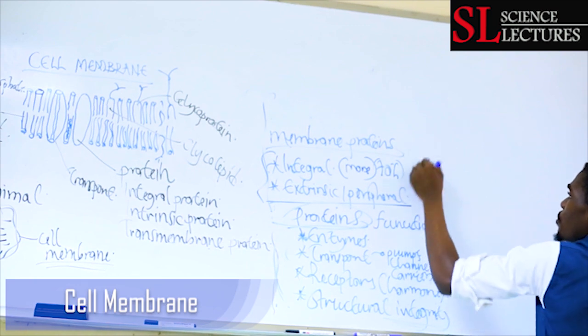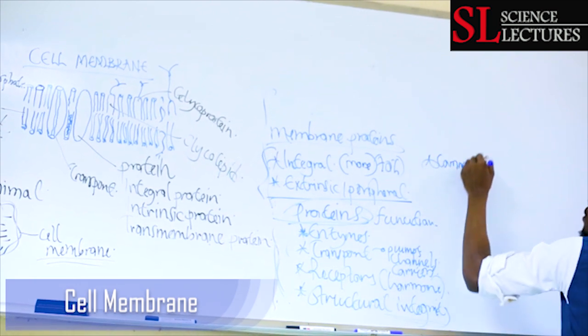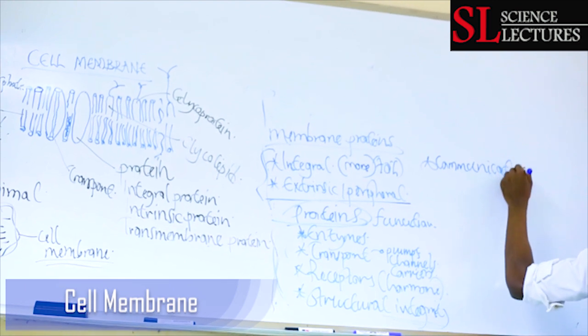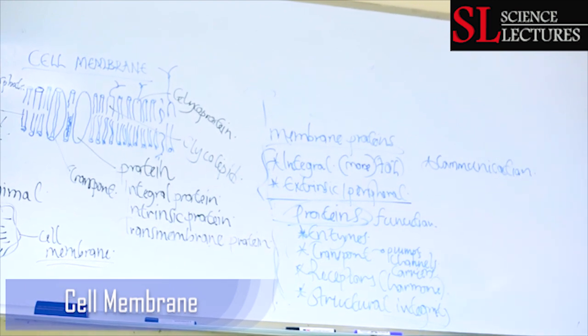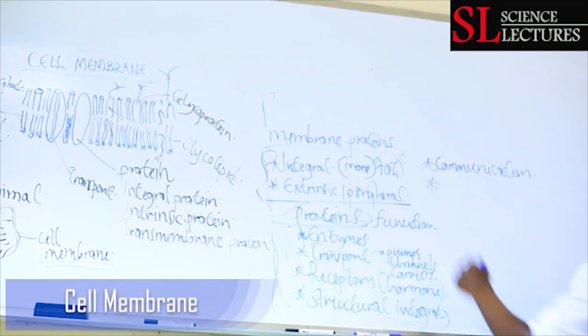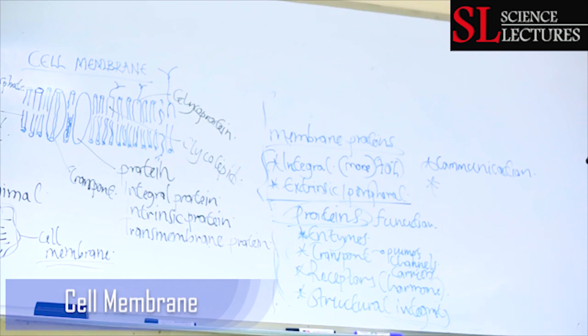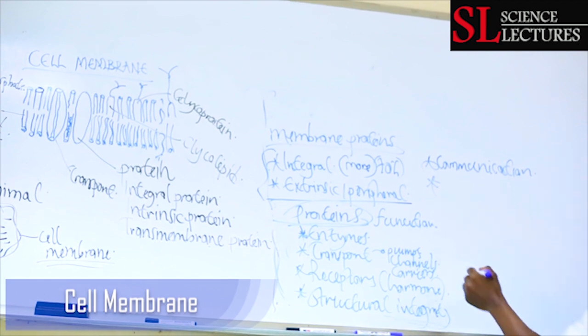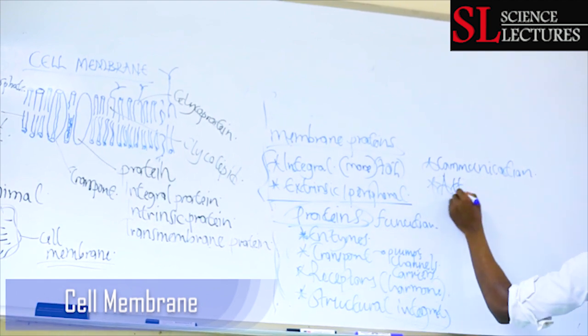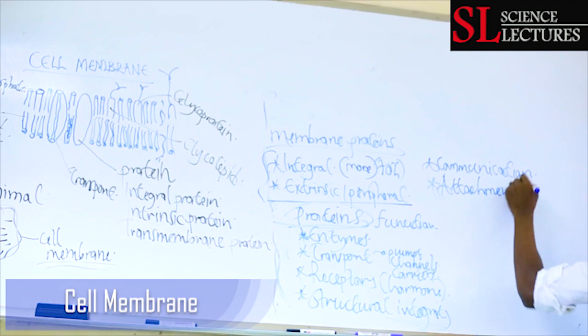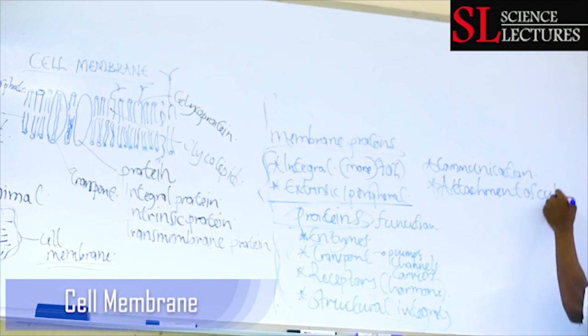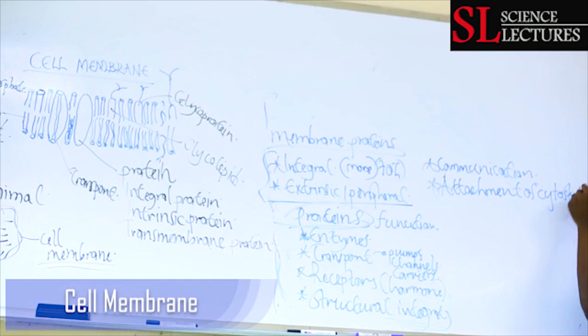Then proteins can be used in communication among cells. We can have proteins serving a role in communication. Then what else can these proteins do? Structure support. They can serve as receptors, transport, enzymes, communication. If we are having attachment of the cytoskeleton, it will take place on these proteins. So the cytoskeleton attaches on these proteins.